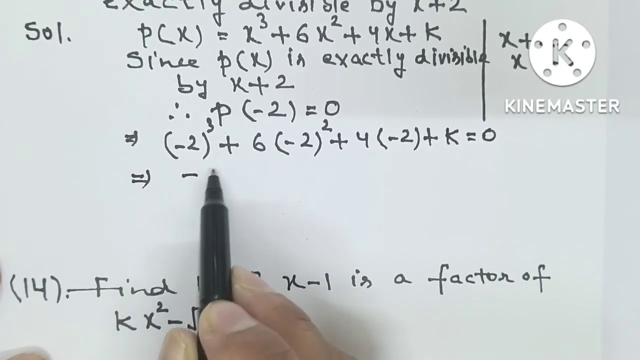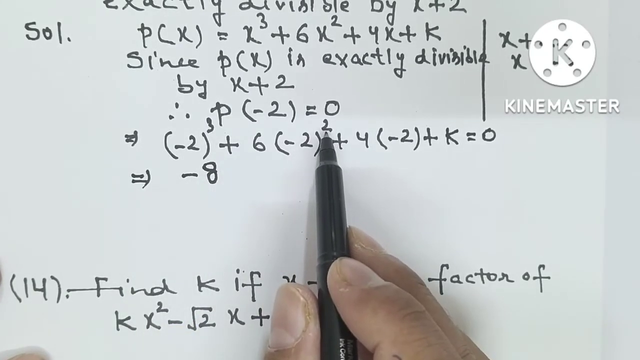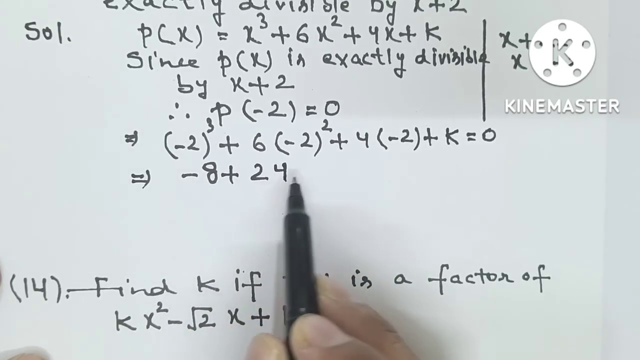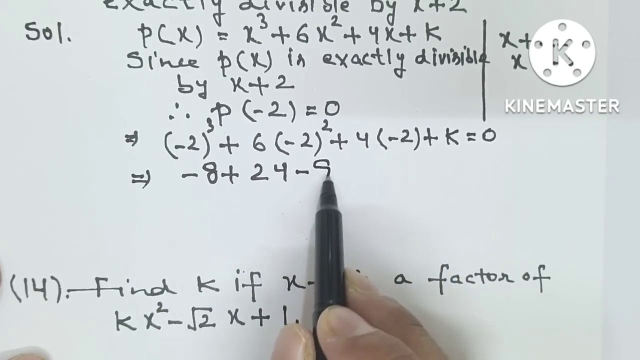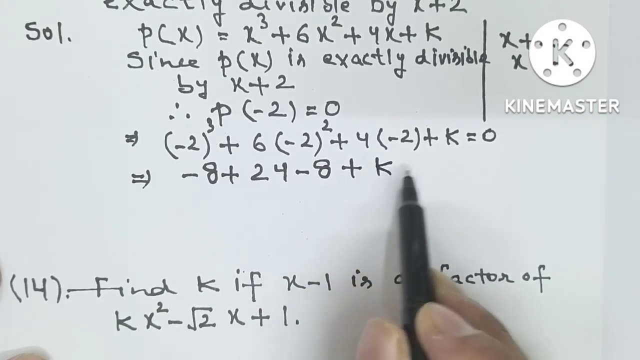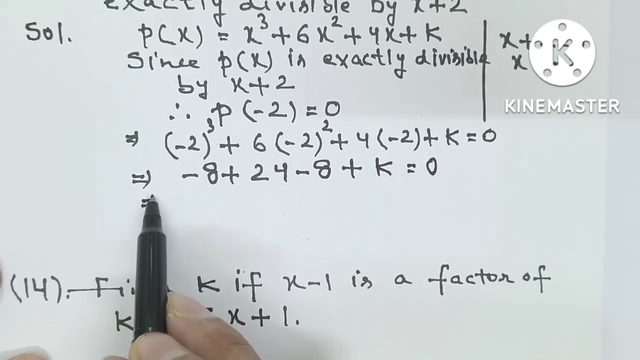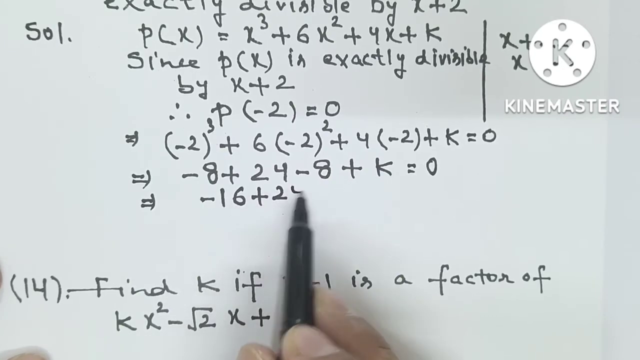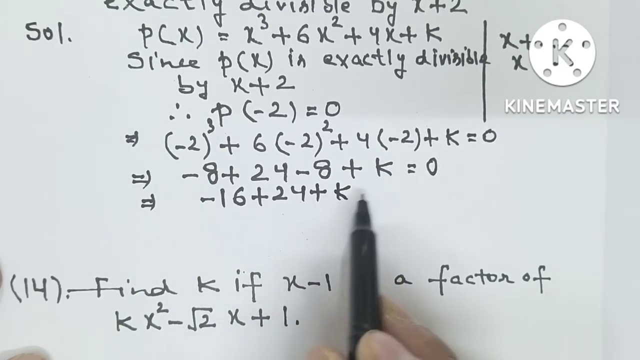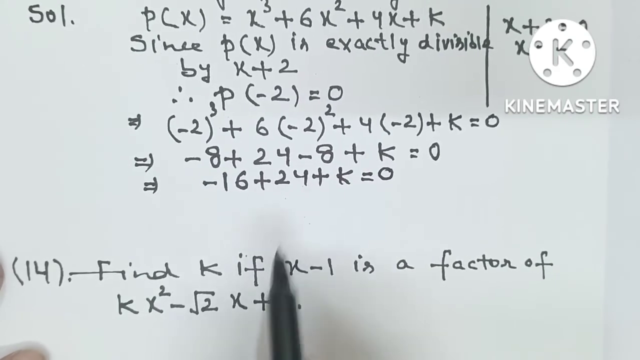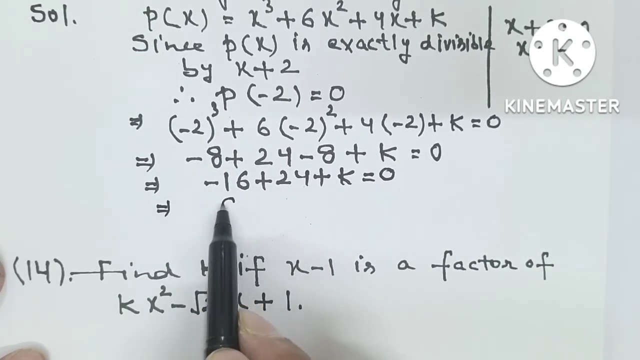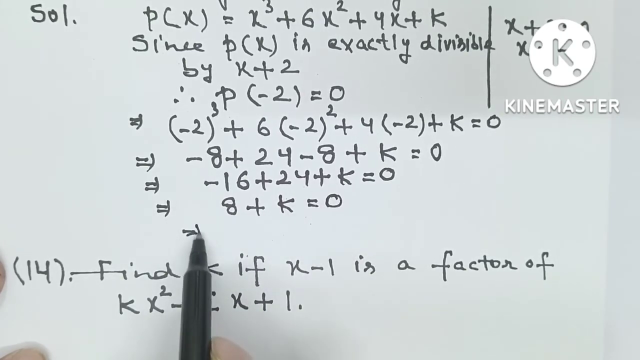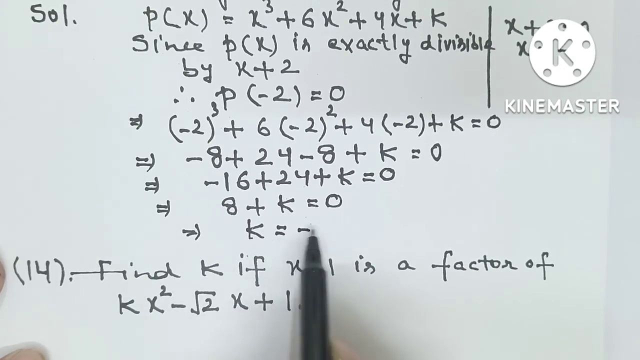Minus 2 cube is minus 8. Minus 2 square is plus 4. Plus 4 into 6 is plus 24. 4 2s are 8 with minus sign, plus k is equal to 0. Minus 8 and minus 8 are added, minus 16 plus 24 plus k is equal to 0. Now 24 minus 16 is 8. So 8 plus k is equal to 0, and the value of k will be equal to minus 8.